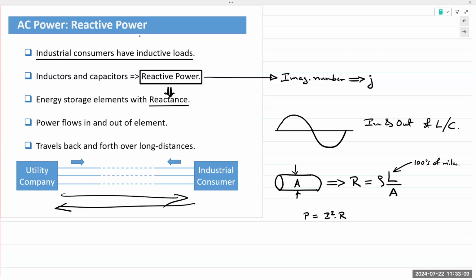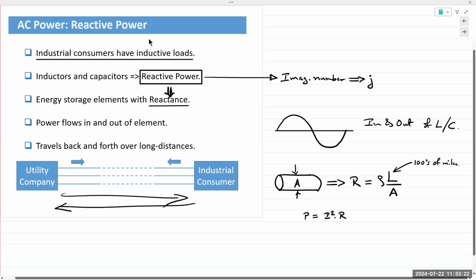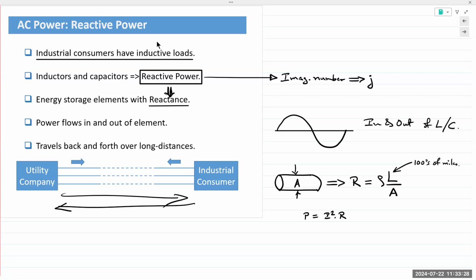Anyway, coming back here. Utility company, power goes to the customer, sends it back, right? Every cycle is exchanging power. And the frequency of transmission is 60 hertz. I mean, 60 times in 1 second, power flows into the industrial customer and comes back out, back and forth, back and forth. Every time you transfer this, power is being lost.